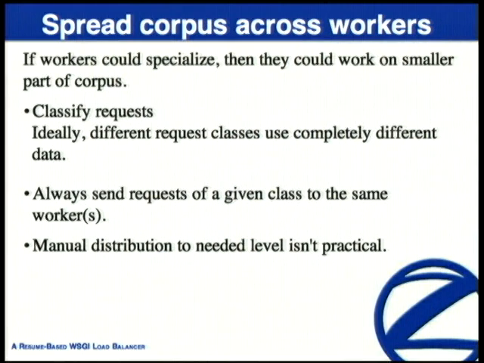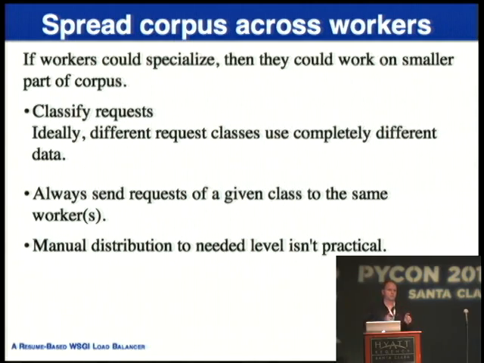So the approach that we decided to pursue was to try to spread the corpus across workers. So try to find some way that the working set could be split up so that different workers worked on different parts of it, ideally as independent as possible, and so that each worker had a much smaller working set, maybe as small as 1 over the number of workers. And so the way we do this is we classify requests using an application-provided request classification function, and then we send different classes of requests to different workers.